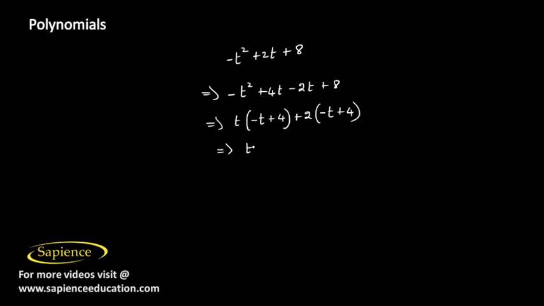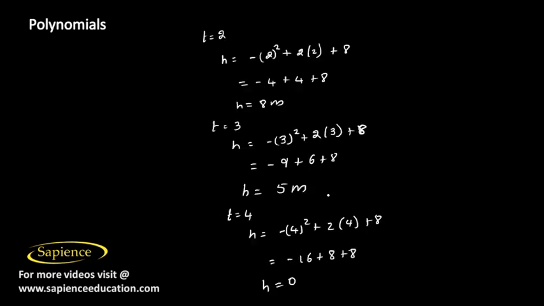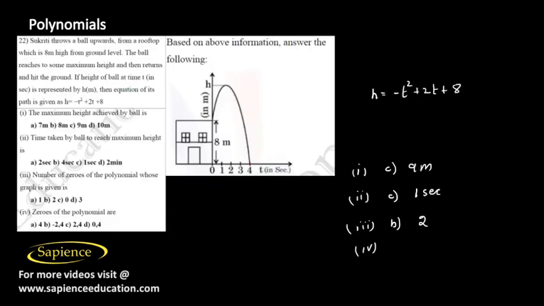This can be written as t plus 2 into minus t plus 4. So either this term is equal to 0 or this is equal to 0. So t plus 2 is equal to 0, which means t will be minus 2. Otherwise, minus t plus 4 is equal to 0 means t is equal to 4. So we found the zeros as minus 2 and the other zero we already knew from the graph, which is 4. So zeros of the polynomial are minus 2 and 4. Option B is the correct answer.